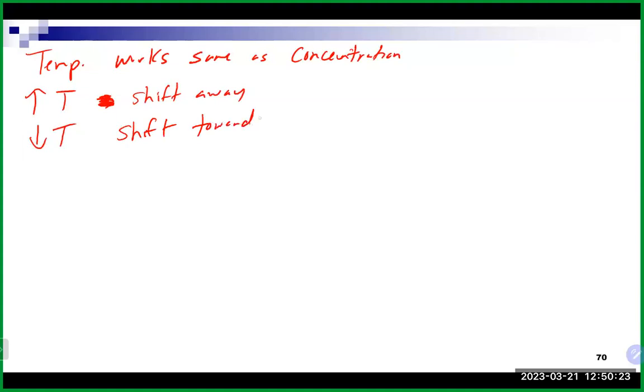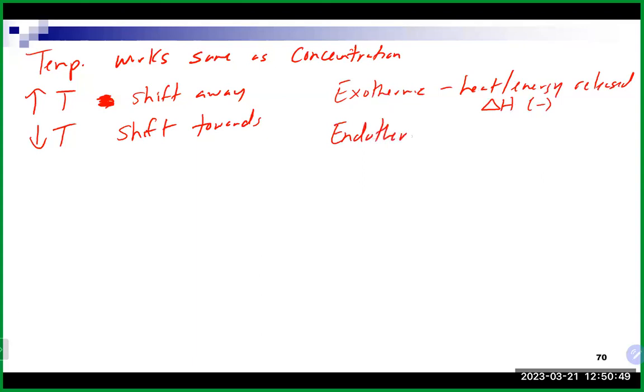What determines whether or not it goes to the right or left is the type of reaction you're dealing with. If you have an exothermic reaction, that means that heat and energy is released. It also means that the delta H value should be positive or negative? Should be negative, yeah. And if you have an endothermic reaction, that means heat and energy is absorbed, and that means that delta H value would be a positive number.